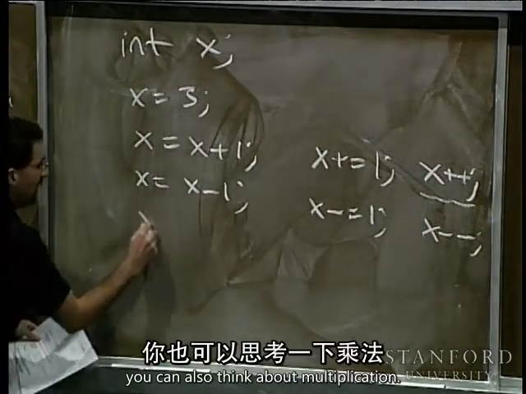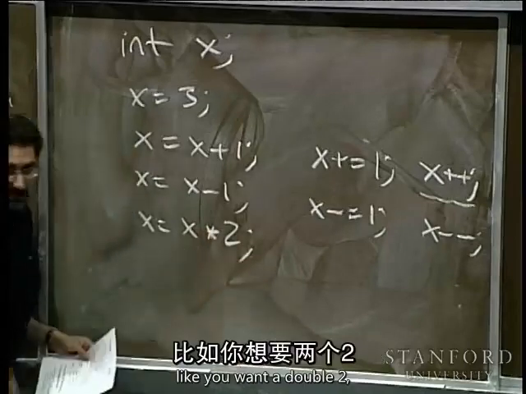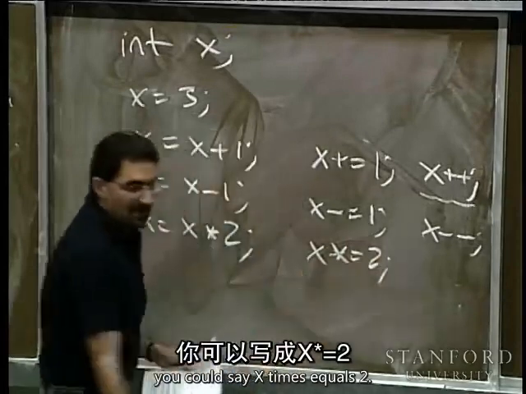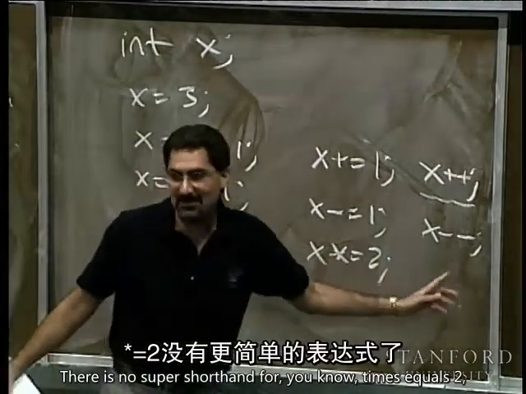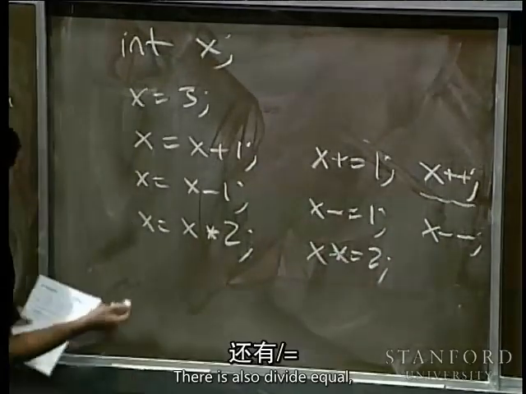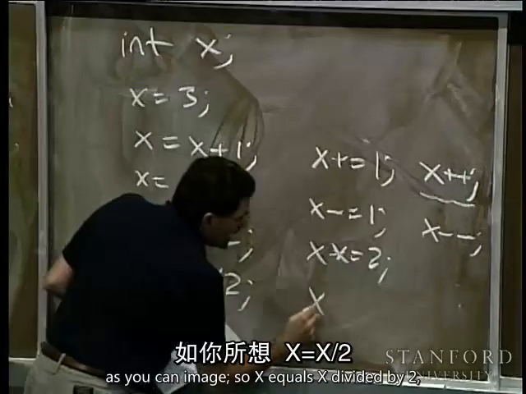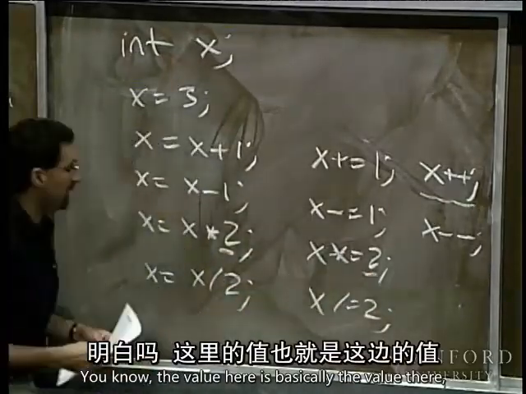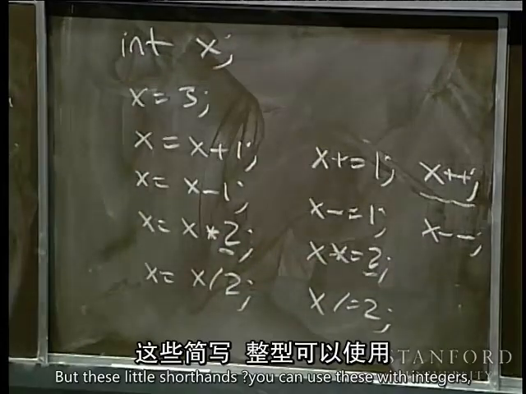There's a couple other shorthands. You can also think about multiplication. So if you want to say x equals x times 2, like you want to double it, you could say x times equals 2, same sort of effect. So there's a times equal. There is no super shorthand for times equal, that just stops there. There is also a divide equal, as you can imagine. So x equals x divided by 2, x divide equal 2. And the value here is basically the value there. So if you want to multiply by 5, you would just put a 5 there. Same kind of thing. But these are little shorthands.